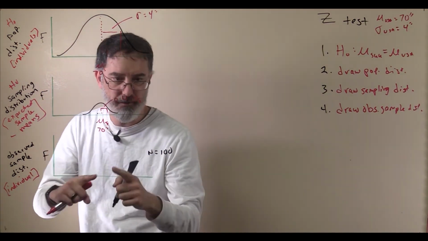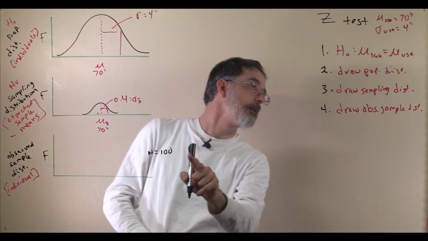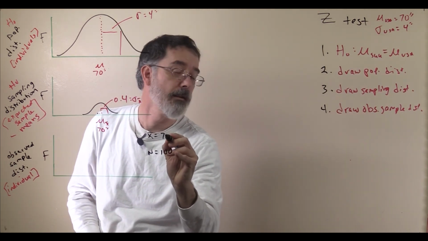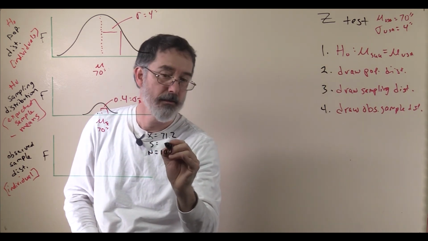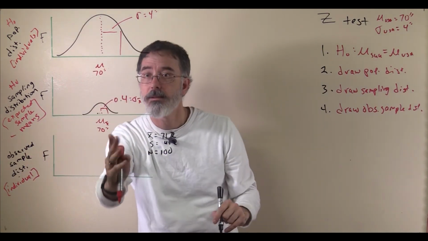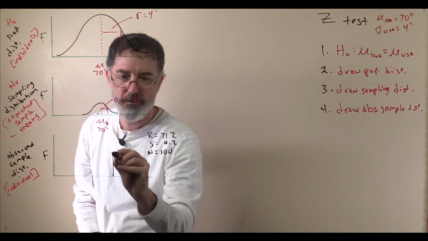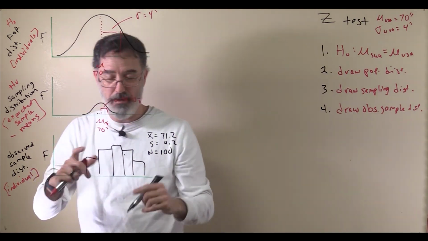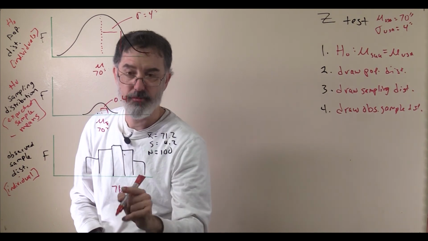And we'll say this is 100 people, and say their mean is 71.2 and the standard deviation is 4.2. So their mean is going to be over a little bit, and we'll just draw it. We'll just say it looks something like that. We don't actually have real observed data here, but the mean is 71.2, so it's right around there.